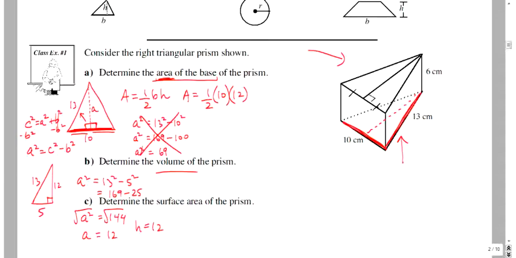Now, how do you guys do that? Do you go 10 times 12, 120, divided by 2 is 60? Or do we do it the easy way and go 2 into 10 is 5, 5 times 12 is 60? Doesn't matter, as long as you get the right answer. Do I have units here? Centimeters, area is always in centimeters squared, right? Square units. Okay? That's just part A.